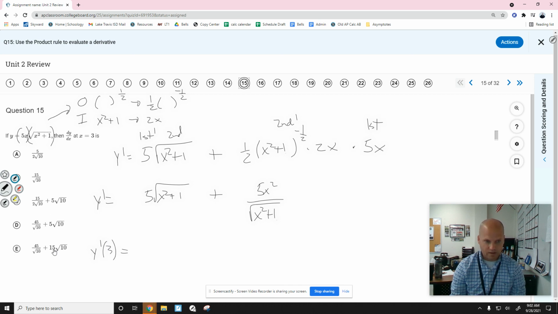Now, you see these? Maybe we don't have to simplify much. Let's see. 5 times the square root of 10 plus 25 times 5 is 75. Wait, no, it's 125. Yikes. Sorry. Slow down, Mr. Messer. 3 squared is 9 plus 1 is 10. It's 5 times 10, root 10. Here, 3 squared is 9 times 5 is 45.